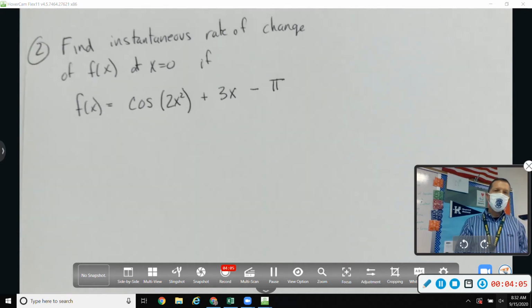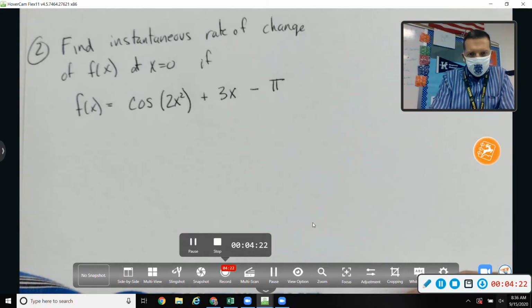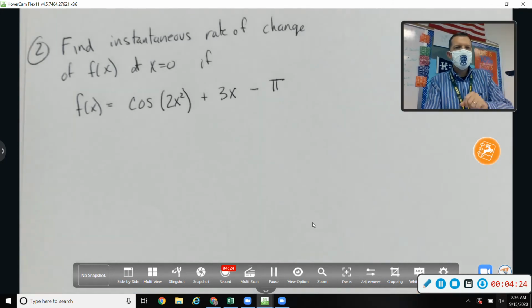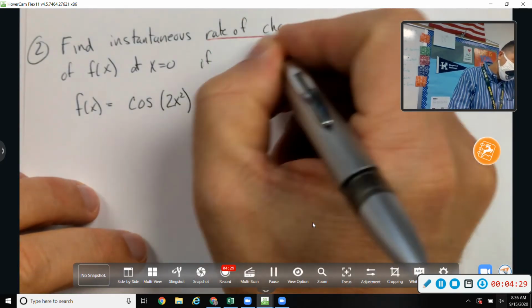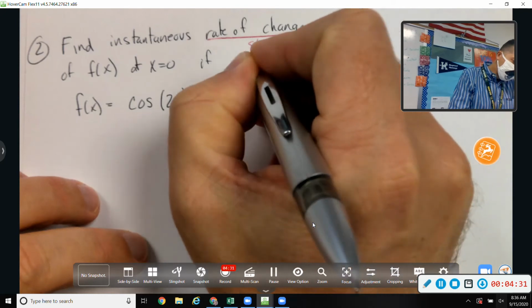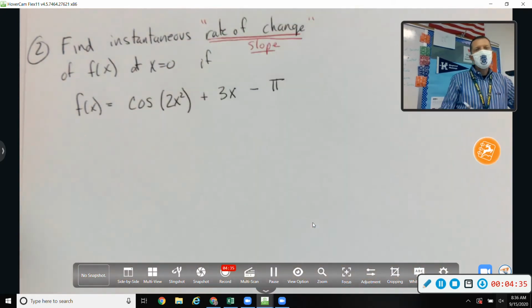All right, number 2. Find instantaneous rate of change of f of x at x equals 0 if f of x equals that thing. So if you're at home, pause it and give it a try, and then come back and see how you do. All right, instantaneous rate of change. So rate of change, that's slope. I really wish we'd use that phrase, starting in Algebra 1, and maybe we do, but we don't use it very often.